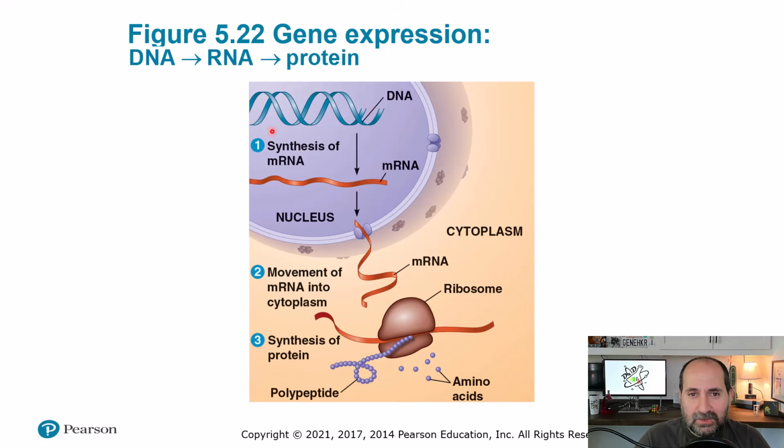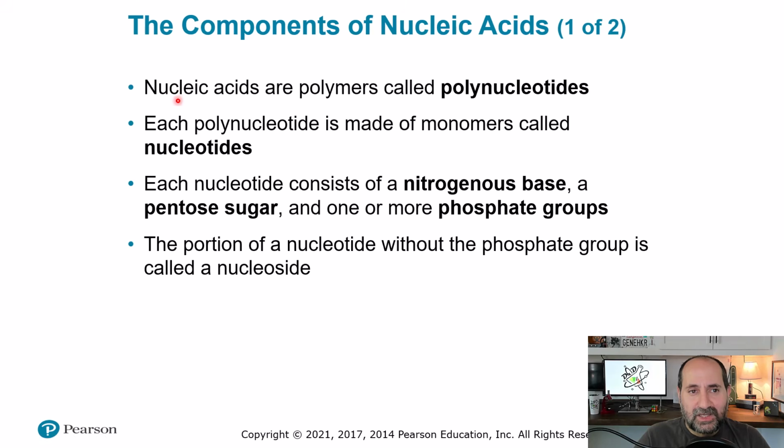And so in this part of the chapter right now, we're going to talk about what does DNA look like? How is it built? And what does RNA look like? And how is that built? Remember, they are made up of monomers or building blocks called nucleotides. Here you can see nucleic acids are simply polymers called polynucleotides. They are polymers of nucleotides. Nucleotides are the building blocks of DNA and RNA.